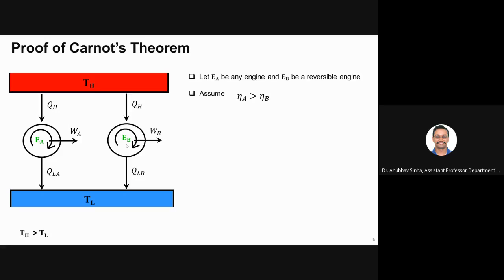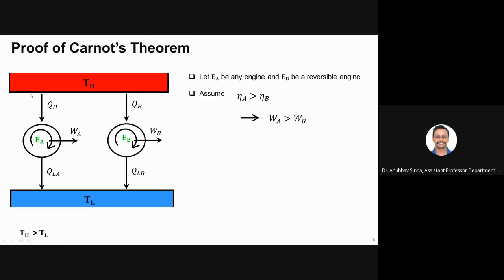Now, let us assume the reverse. Let us assume the opposite. Let us say that the efficiency of A, where A is irreversible or any engine basically, is more than the efficiency of B, where B is the reversible engine.